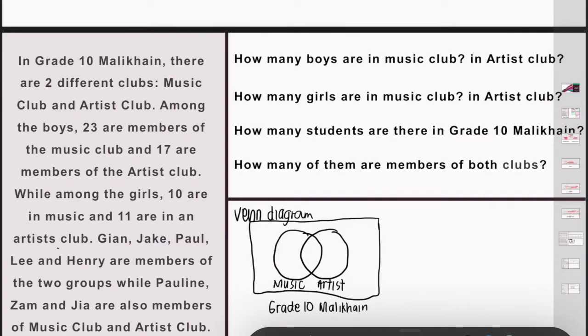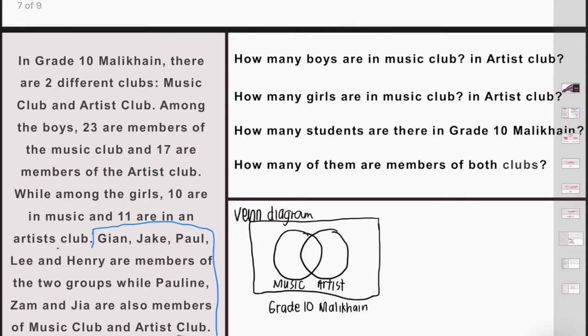And in doing your Venn diagram, we always start with the common members of the group. So take a look at this last statement. We have here Gian, Jake, Paul, Lee, and Henry are members of two groups. So meaning, in the middle, we will put 5 because there are 5 males. While for the girls, let's use the red. So we have Zam, Pauline, and Gia. So there are 3 for the common members of the two groups.